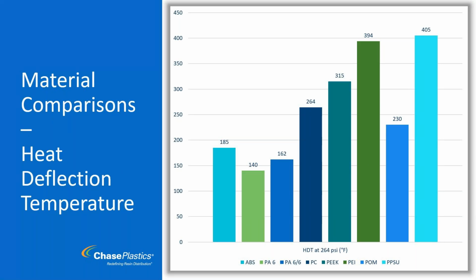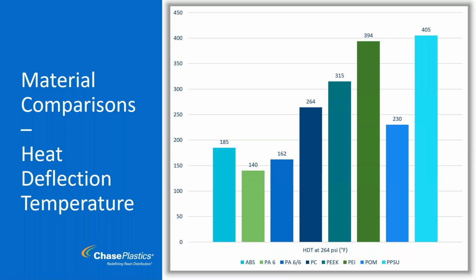And so being that it's an unfilled grade, all these are unfilled grades, their performance is quite a bit lower because it's got a heavier load on it. So your 6 at the lowest at 140, and then we jump all the way up to PPSU at 405, which makes sense because it would be the highest TG material of all of these. So a good spread on this one as well.